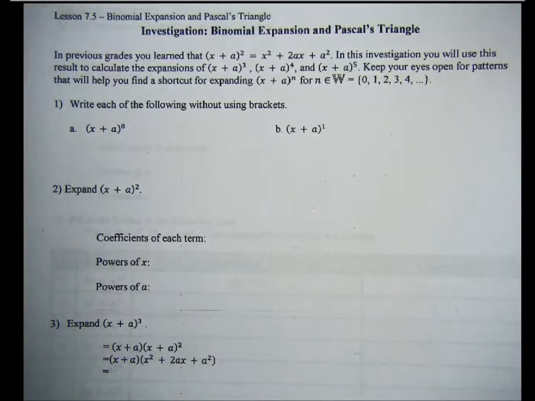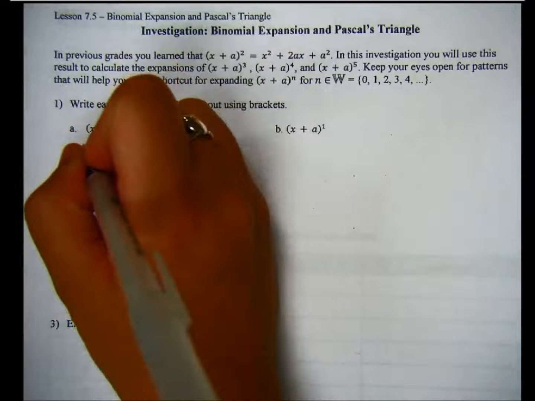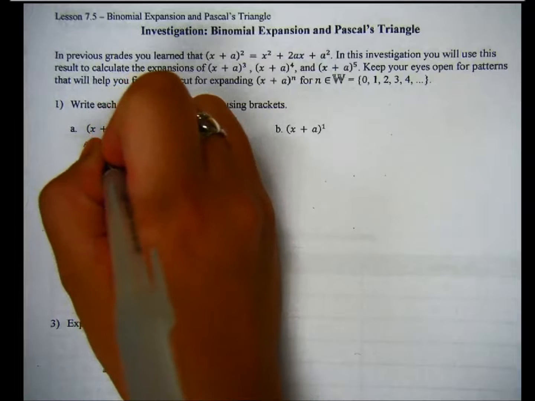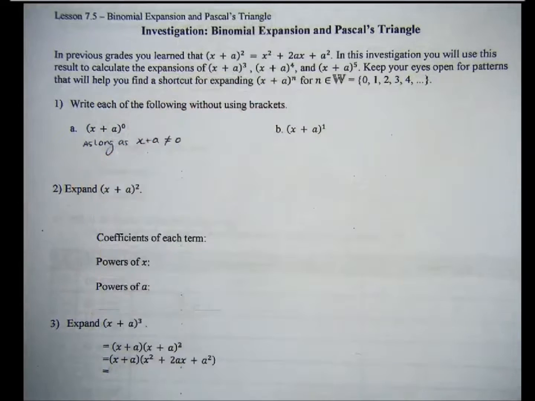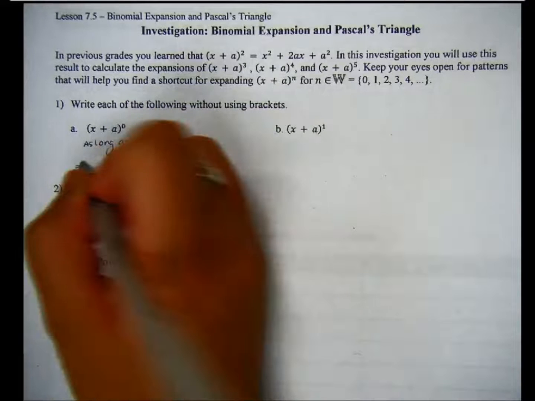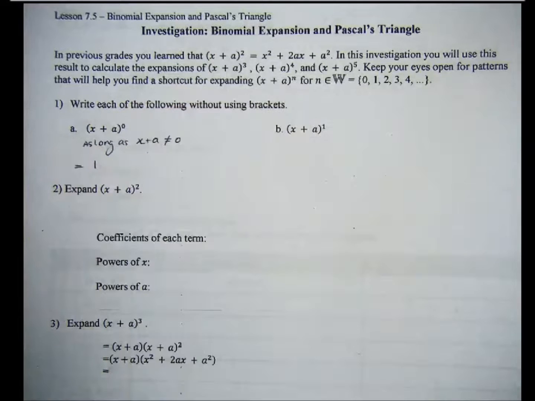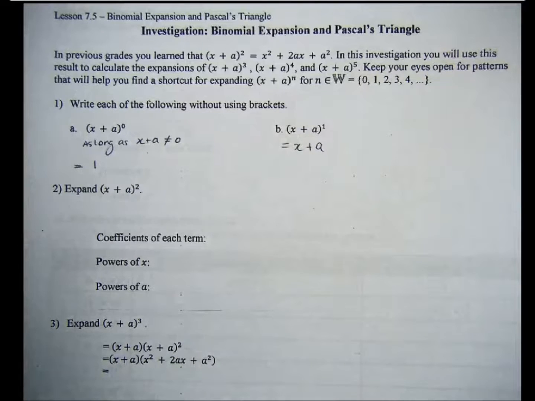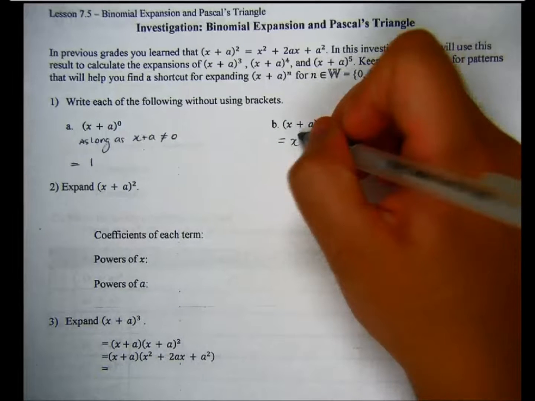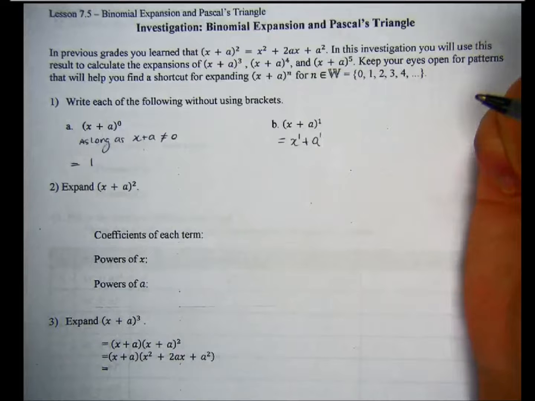x plus a to the exponent 0. Well, if you remember back from the exponential functions unit, as long as x plus a does not equal 0, then x plus a to the exponent 0 will equal 1, right? For part B, x plus a to the exponent 1 will just equal x plus a. We can get rid of the exponents, or x^1 plus a^1.